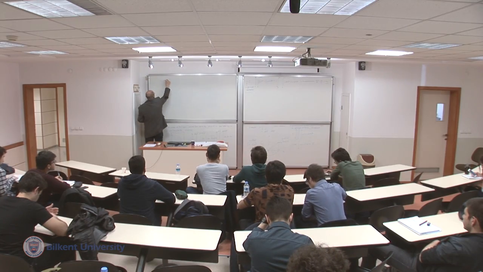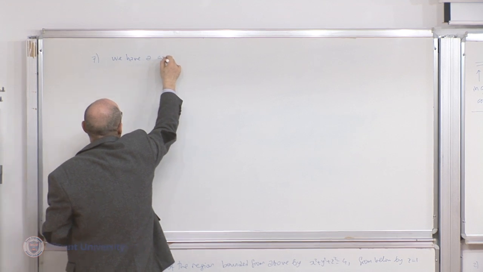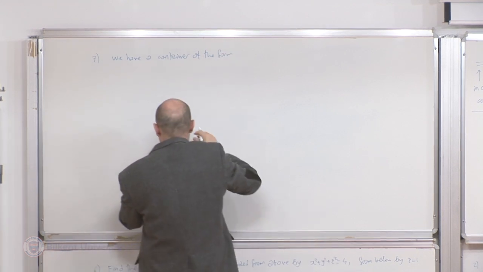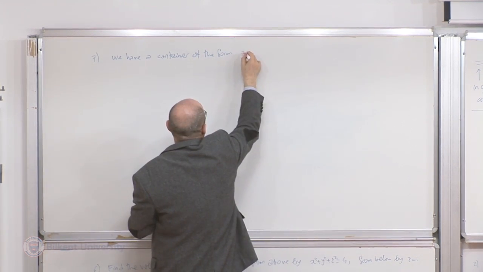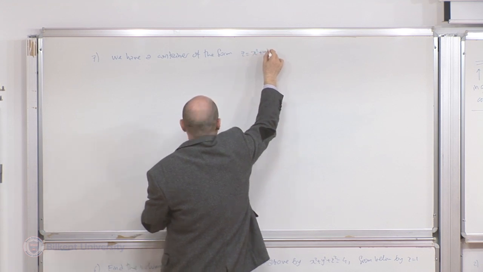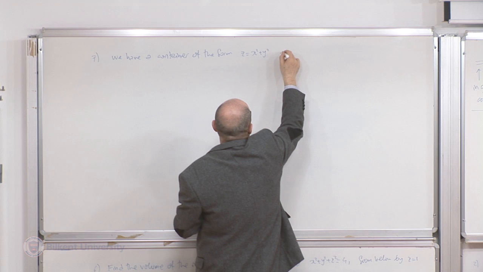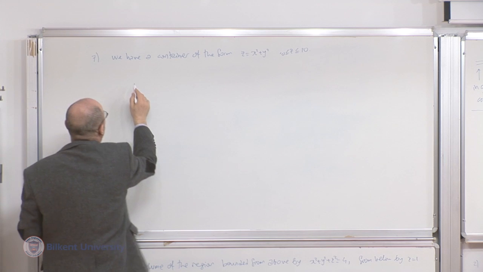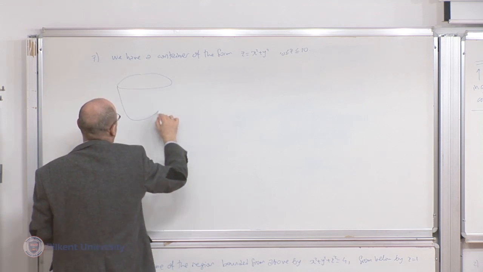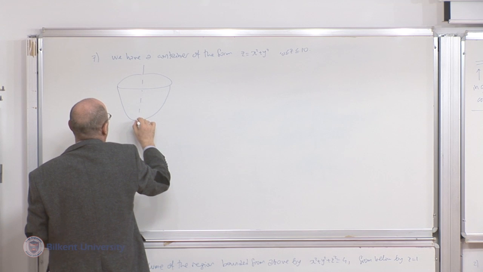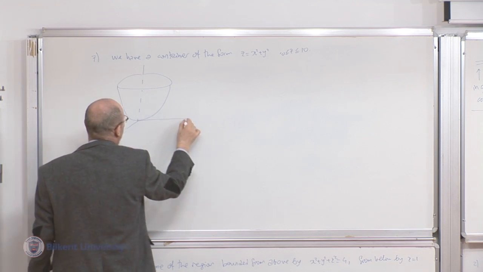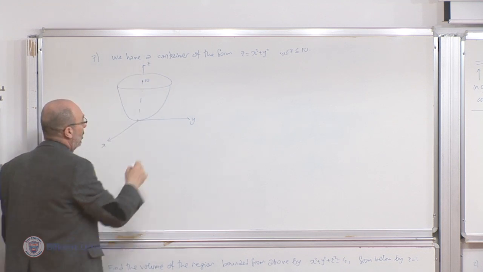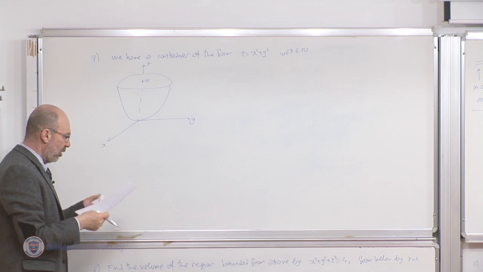We have a container of the form z equals x squared plus y squared, and z is positive, less than or equal to 10. So it is something like this. Let's put the coordinates here. This is z, and this part is 10. This is z equals x squared plus y squared.